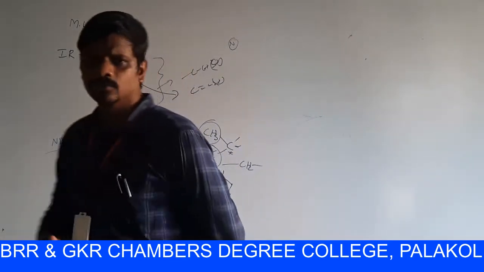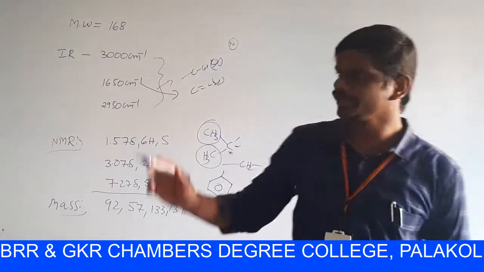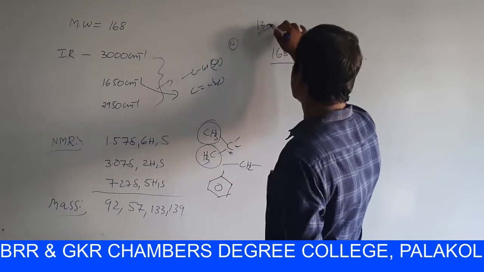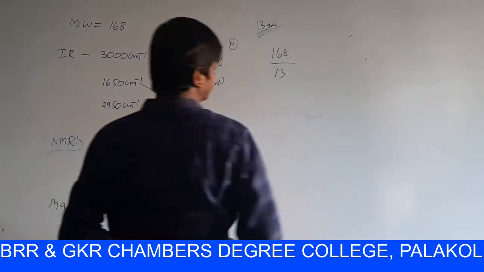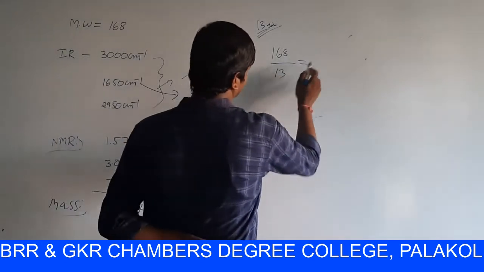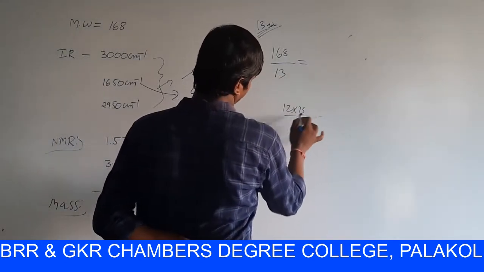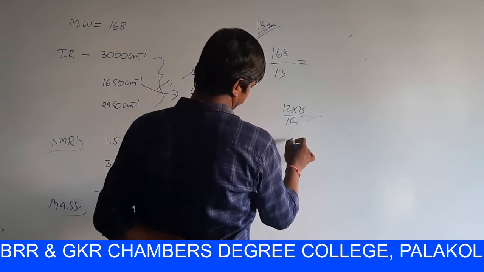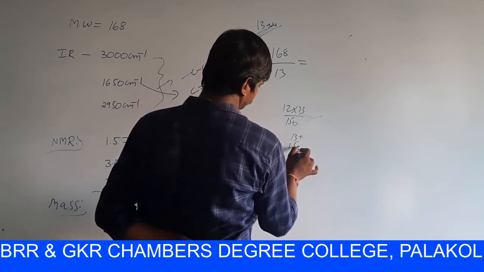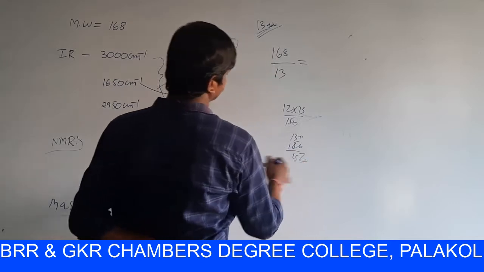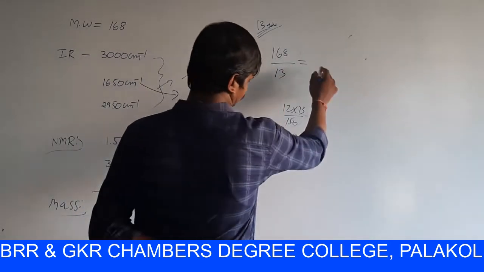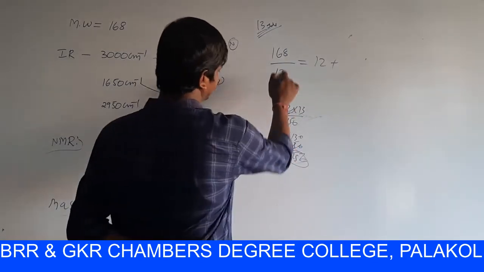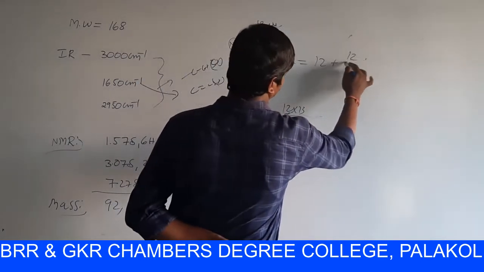Now we have to determine the molecular formula from the 13 rule by using the molecular weight 168. What is the 13 rule? We have to divide our molecular weight by 13. 168 by 13 is roughly 12, and 12 into 13 is 156. The remainder is 168 minus 156, which is 12, and with 12 added to the 12, the base formula is C12H24.